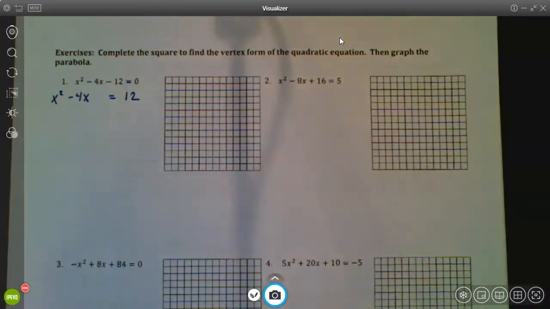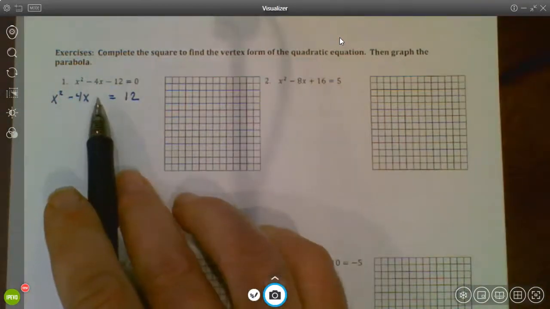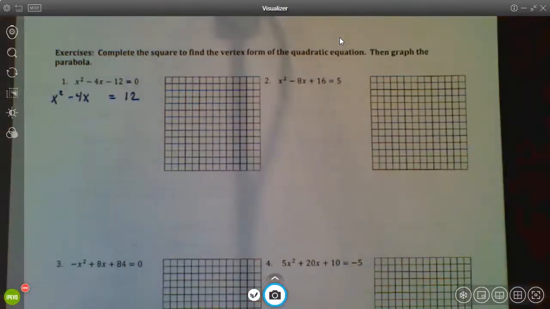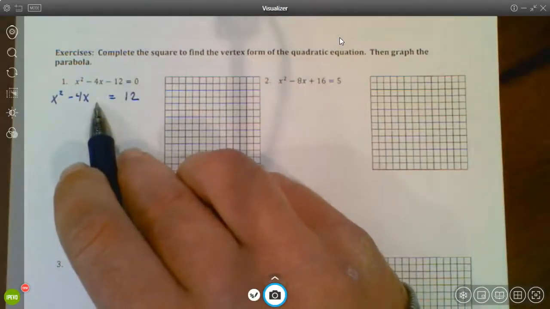So I'm going to add 12 to both sides. I always leave myself a little space right there because we're going to now put a number in there for our C value in order to complete the square. So remember, how do we figure out what our C value should be?